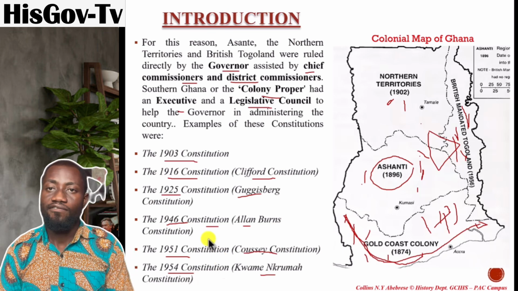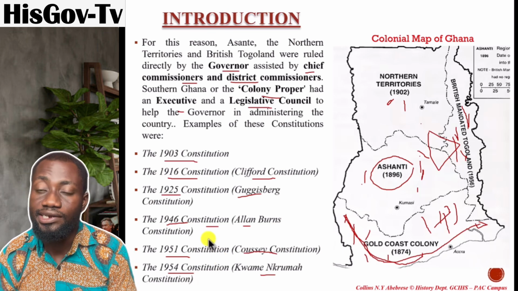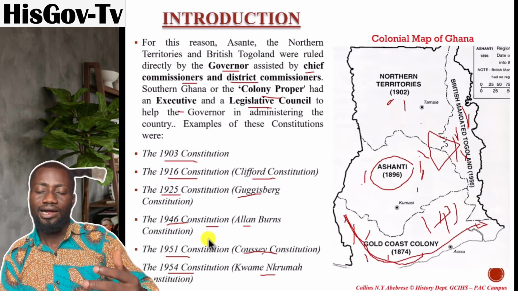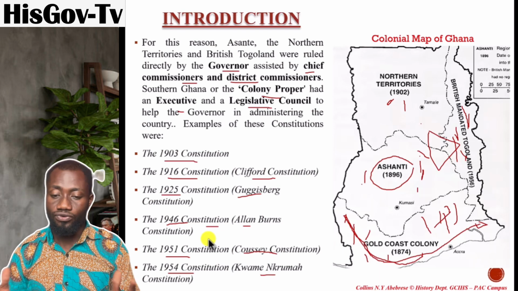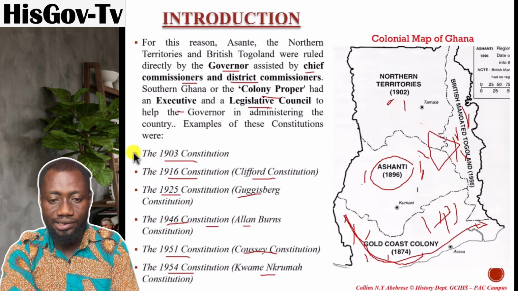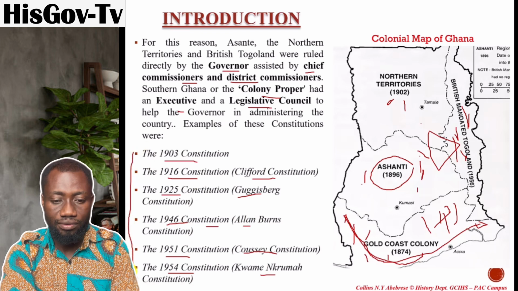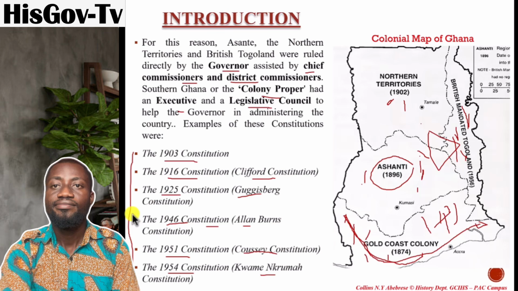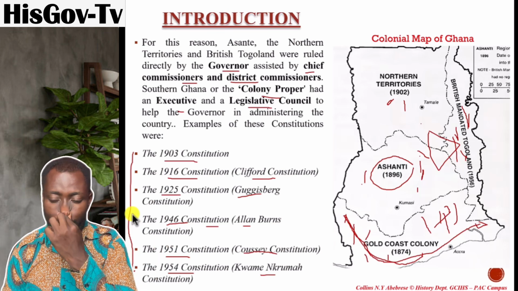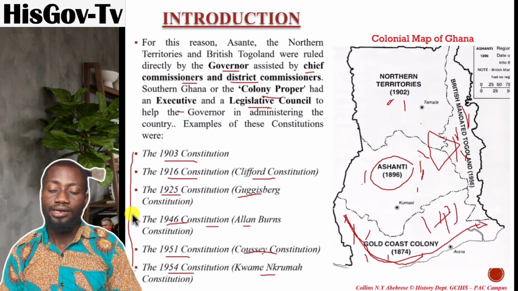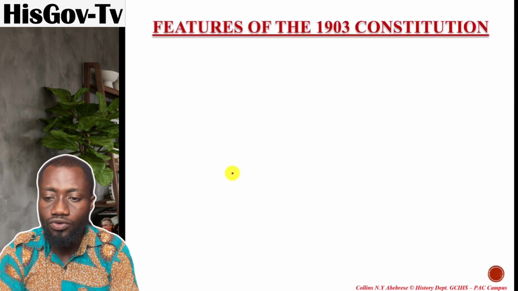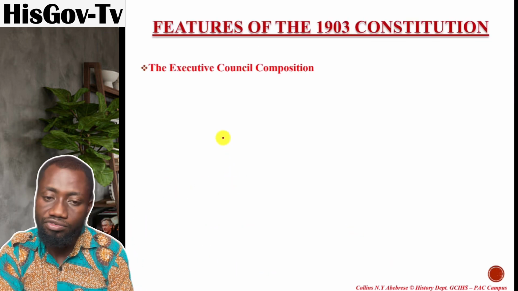That's 1954. After the first election had been conducted in 1951, Nkrumah also came with his own constitution. So these constitutions are what we are going to look at, and they all fall between 1900 and 1957. That is the colonial period. All right, so we shall look at all these constitutions. Good. Now let's go and look at the features of the 1903 Constitution.